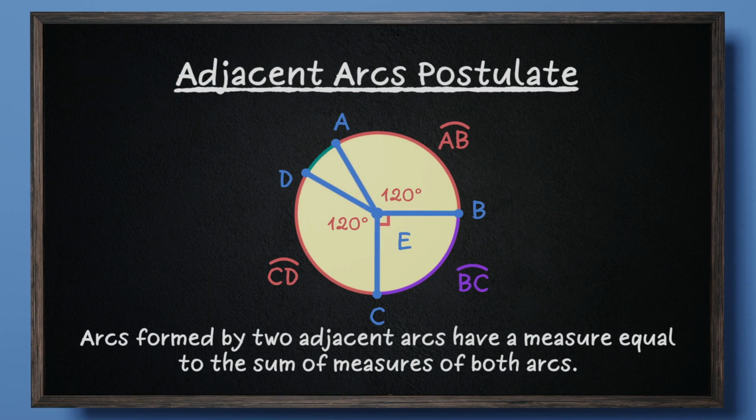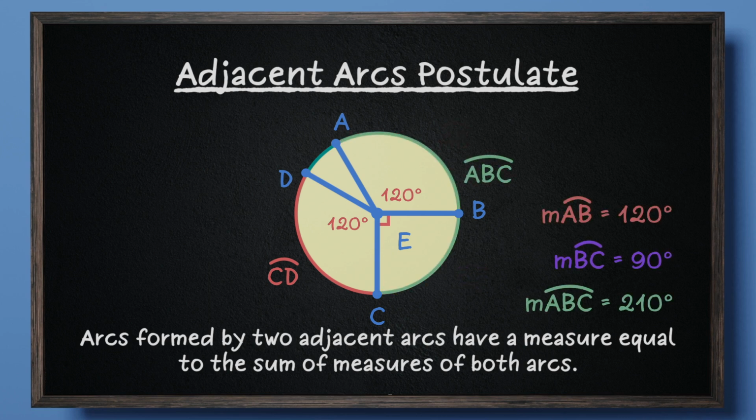This postulate states that arcs formed by 2 adjacent arcs have a measure equal to the sum of the measures of both arcs. For example, arc ABC has a measure of 210 degrees, since the measure of arc AB equals 120, and the arc BC measures 90 degrees, which, when added together, results in 210 degrees.